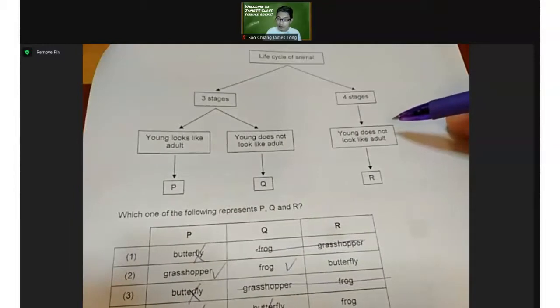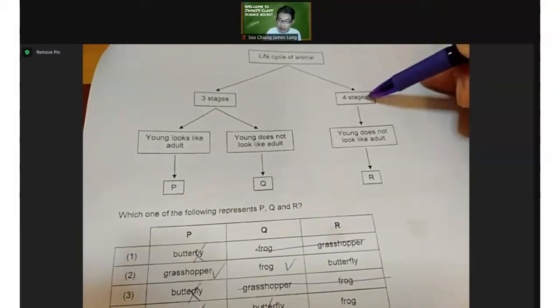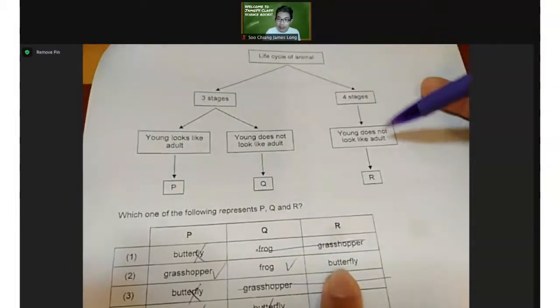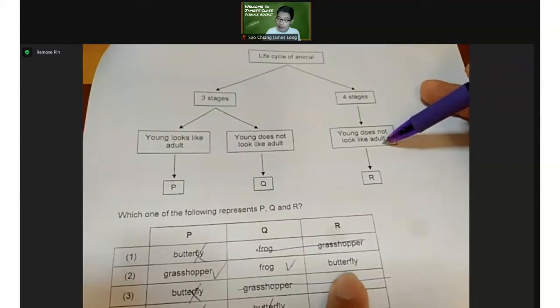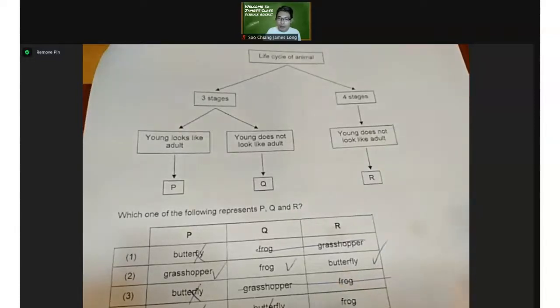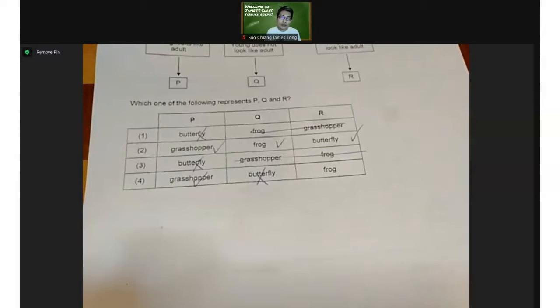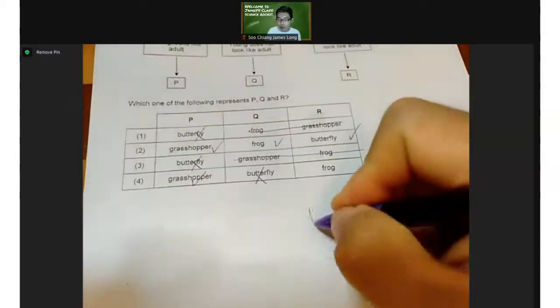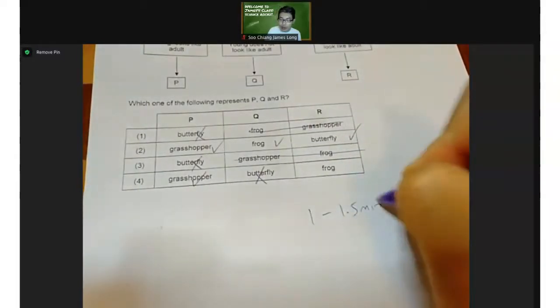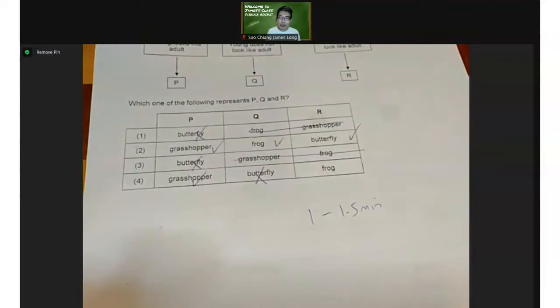Just to be very sure, to confirm, 4-stage life cycle, butterfly yes. The young of the butterfly does not look like the adult. That's true. The caterpillar does not look like a beautiful butterfly. So just to recap, if you want to do an MCQ question, spend between 1 to 1.5 minutes. That should give you enough time to complete the whole paper and enough time to check.